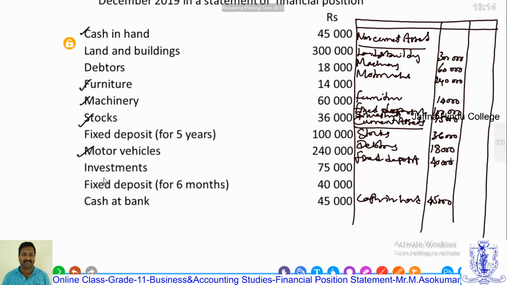Then Hazard Bank. Hazard Bank, we can list it before cash in hand. That is 45,000.